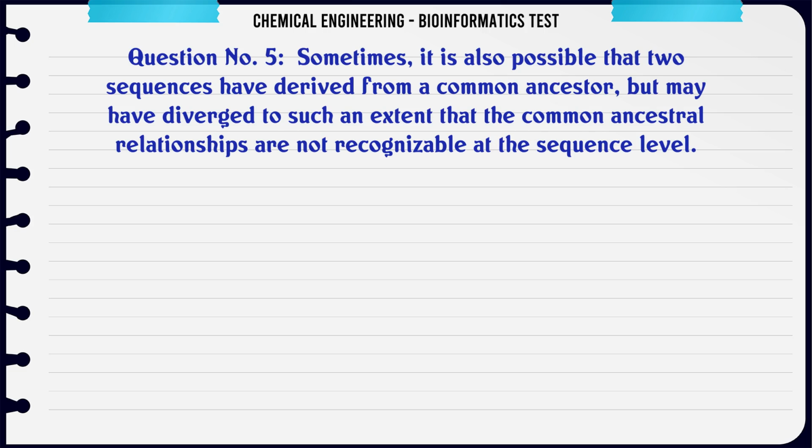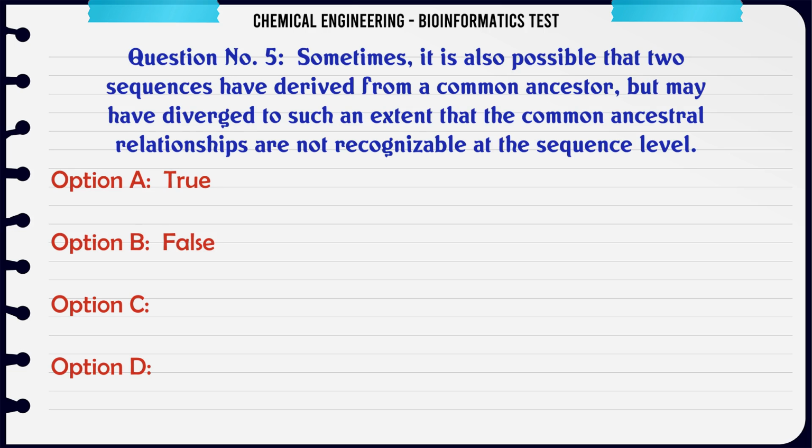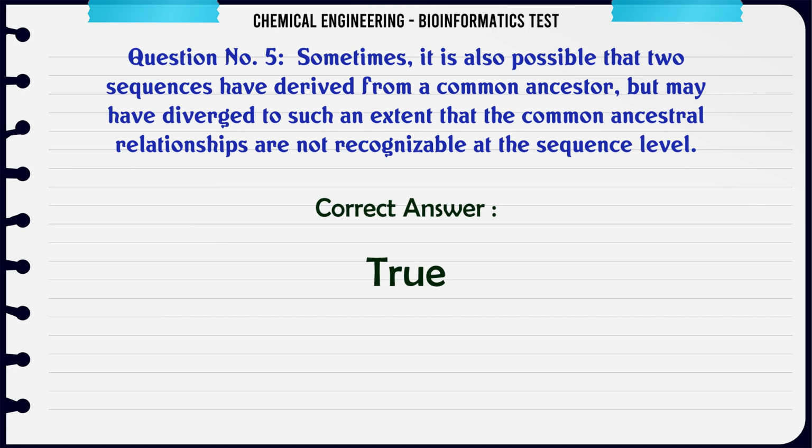Sometimes it is also possible that two sequences have derived from a common ancestor but may have diverged to such an extent that the common ancestral relationships are not recognizable at the sequence level. A. True. B. False. C. D. The correct answer is true.